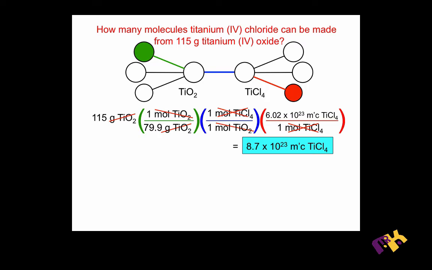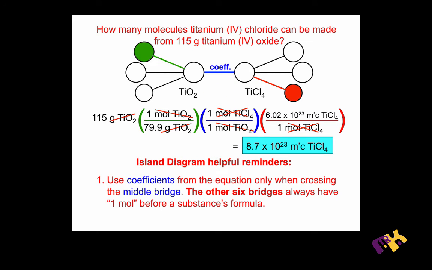So through these several examples, there's a couple things we can pull forward from it. Okay, one, we can make sure that we use coefficients from the equation only when we cross the middle bridge. Right, that's when you're going to make use of that balanced chemical equation. Without that, you cannot cross from one reactant to the other, or one reactant to the product, or product to product. All right, the other 6 bridges always have 1 mole before the substance's formula. Right, when we're trying to cross from grams of it into moles of it, we have 1 mole of it for every so many grams. That's the molar mass. Same thing on the red bridge here, as we go from moles of titanium 4 chloride to molecules of it.